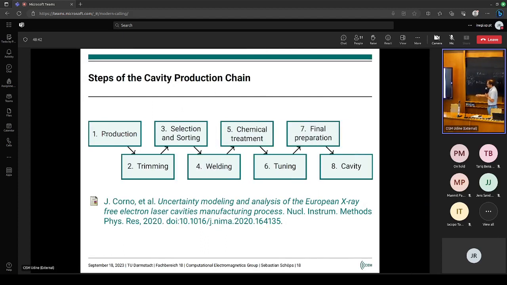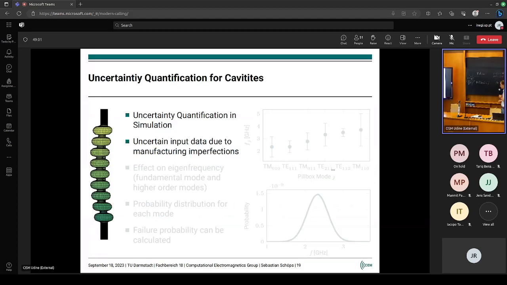So then there's the production of these dumbbells, and they are trimmed, selected and sorted. Then there's a welding process. Then they do some chemical treatment of the surfaces. Then the cavity is tuned. Then some additional preparation steps, and then you end up with the cavity. And we try to make really a simulation of all these steps, such that you understand from the uncertainties here how they propagate toward there.